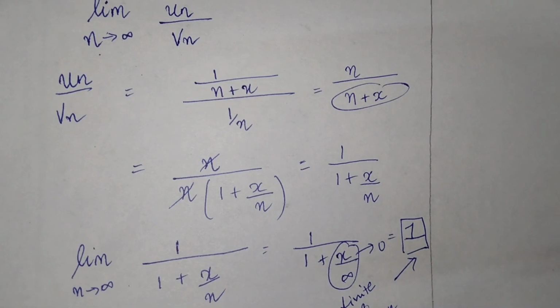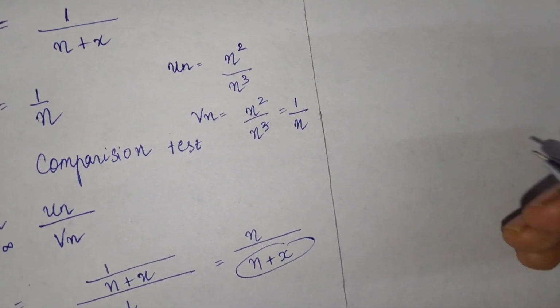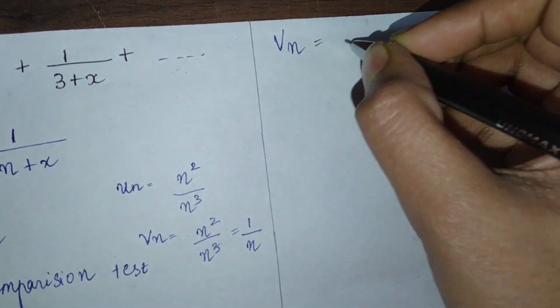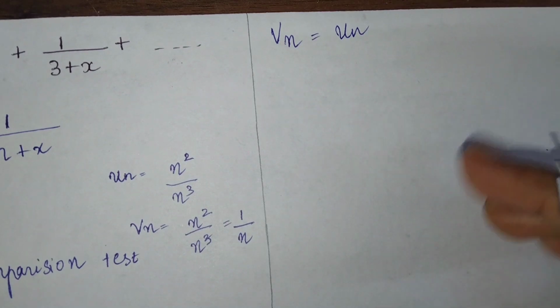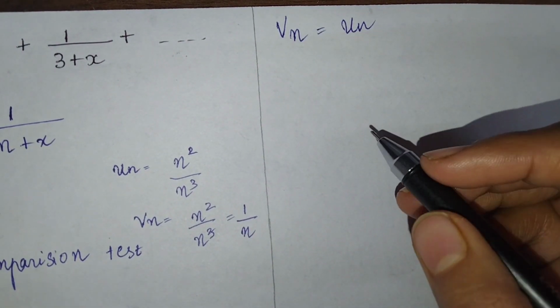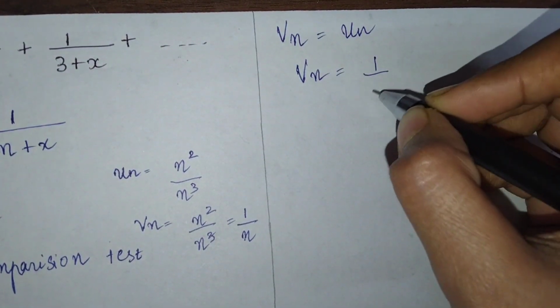So according to comparison test, we can say that whatever will be the value of Vn, that will be the value of Un. Okay? So we can say that Vn will be equivalent to Un. If Vn will be convergent, then Un will be also convergent. But how we will find Vn? Vn is already given. We have assumed it, that is 1 by n.